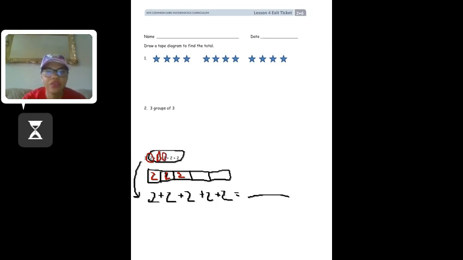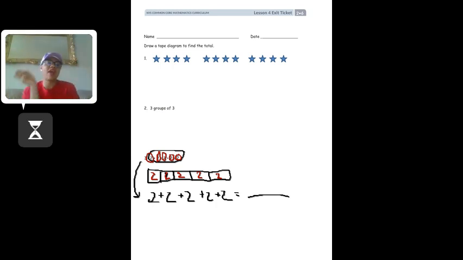And now I'm going to draw my next 2 plus 2. And so that takes care of this 2. And then I have one more 2 left right here. And I'm going to put 2 down in the last equal size square. So now we have 2 plus 2 plus 2 plus 2 plus 2.